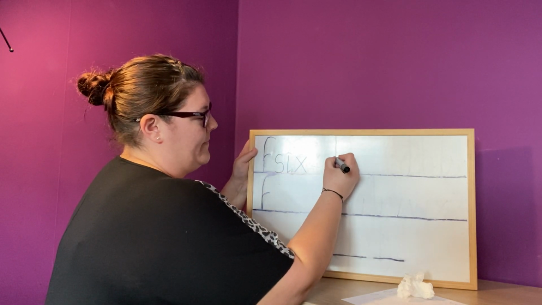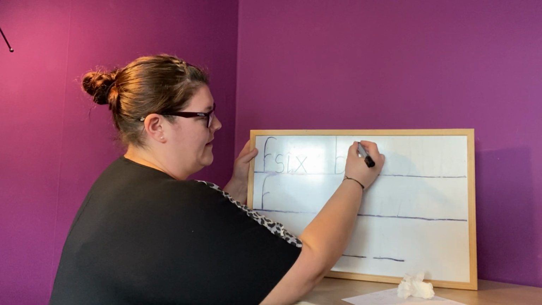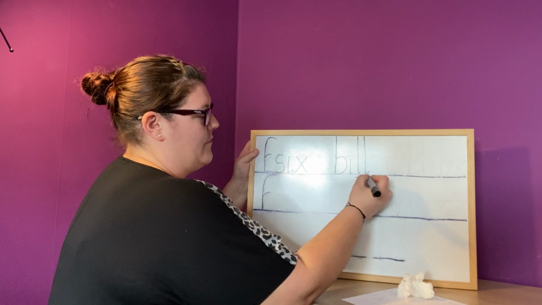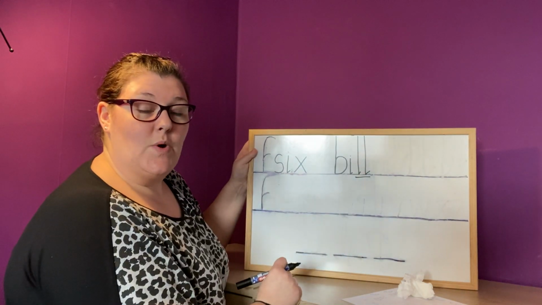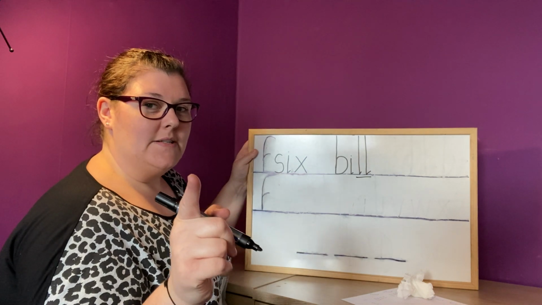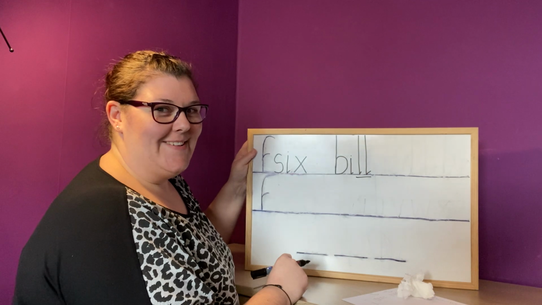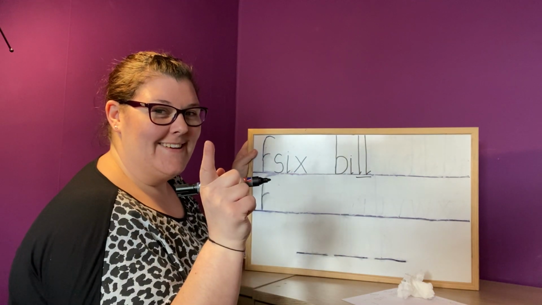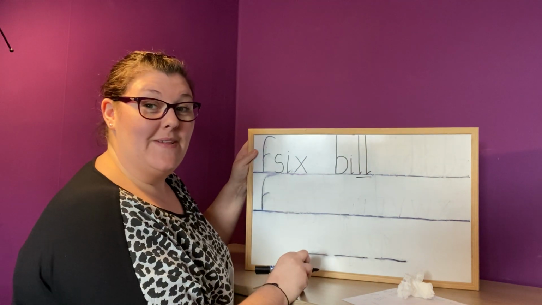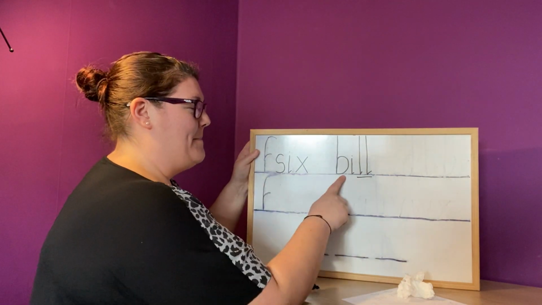B. I. Ill. Remembering that two letters, one sound, and double check your paper. Did you write Bill or did you write Dill? Check. If you wrote Dill, cross it out and pop a B there, means you didn't start in the right place. Bill.